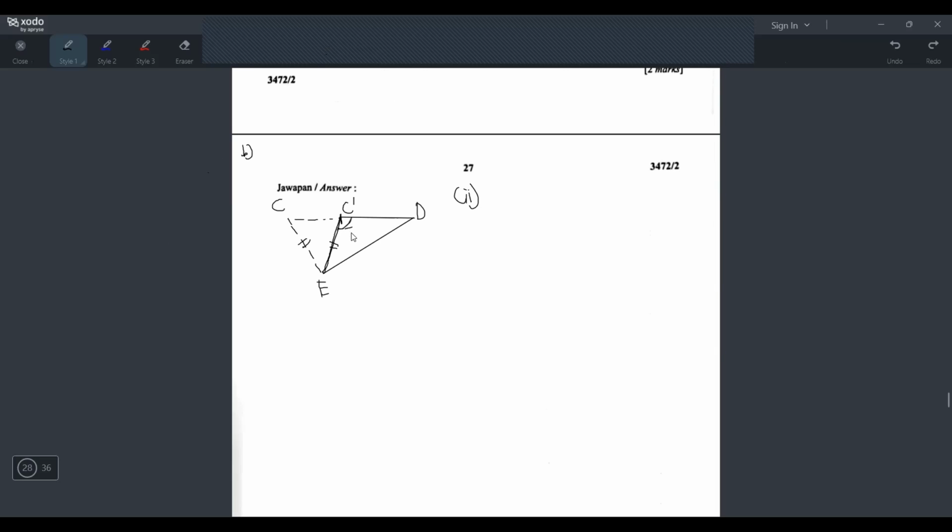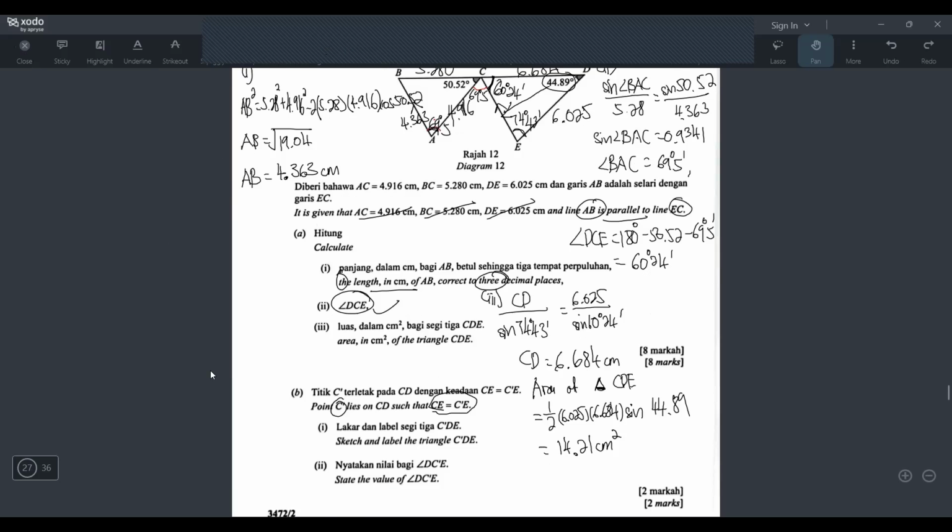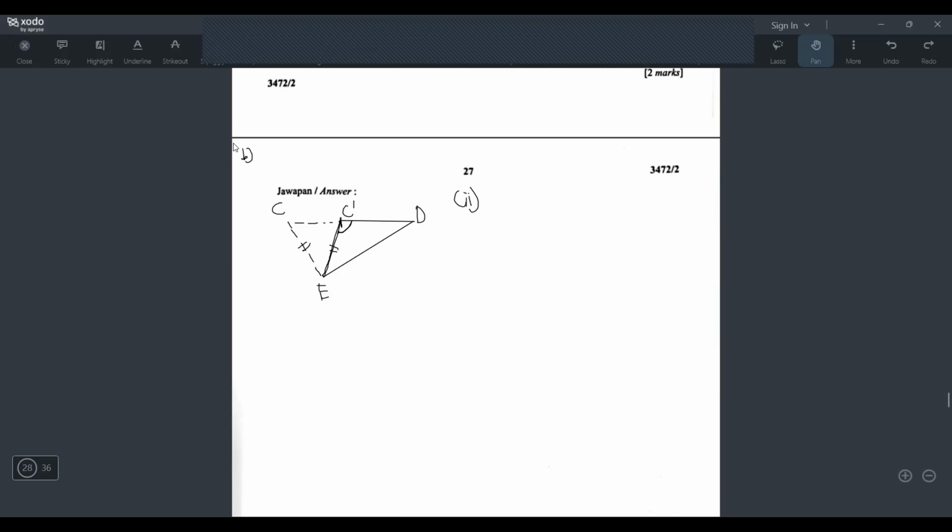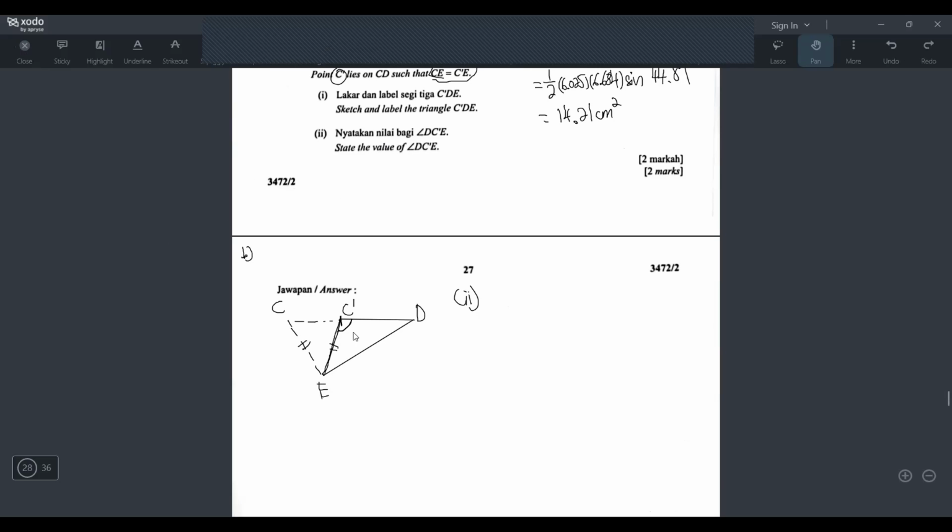That is why it's very important to sketch nicely. If your drawing is like tak cantik, you never follow which one shortest, which one longest, then it will affect your second question answer, right? But let me tell you, this is actually a second quadrant answer.